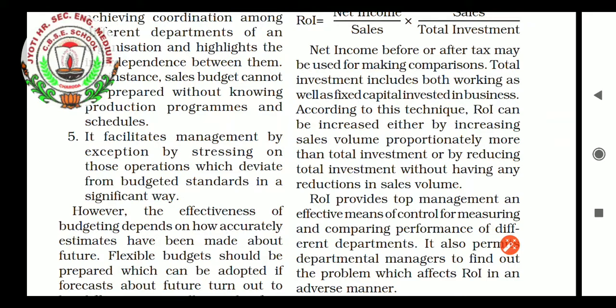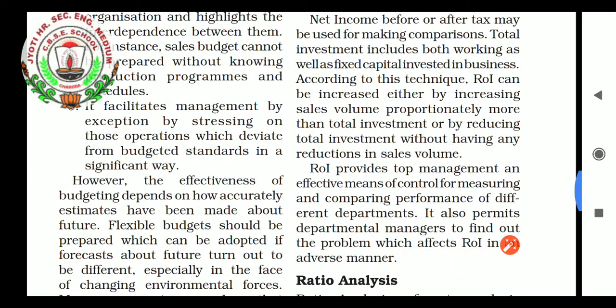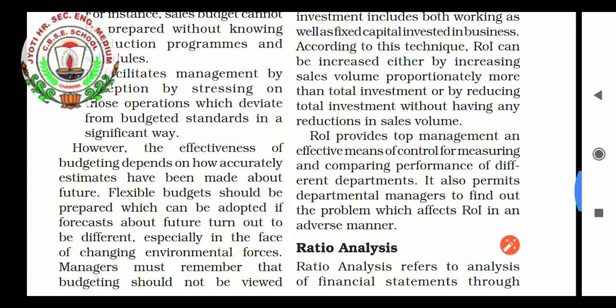According to this technique, ROI can be increased either by increasing sales volume proportionately more than total investment or by reducing total investment without having any reduction in sales volume. ROI provides top management an effective means of control for measuring and comparing performance of different departments. It also permits different departmental managers to find out the problem which affects ROI in an adverse manner.